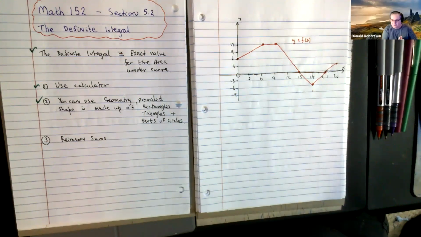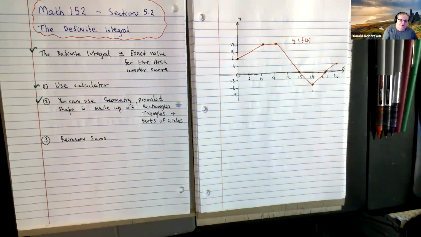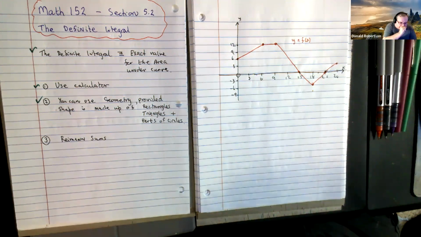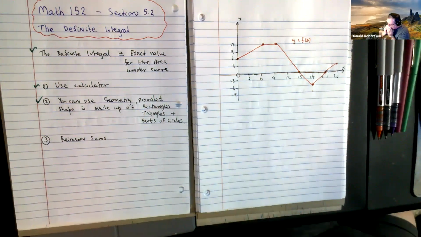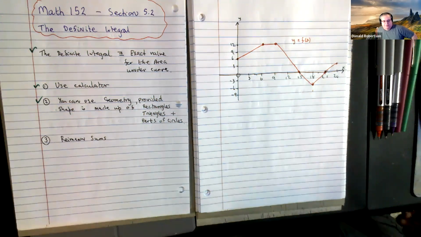The topic that we're going to be doing today is section 5.2. So if you're wondering what today was about, it's about what's called the definite integral. Well, what do we mean when we say a definite integral? It's just another way of saying find the exact value for the area under a curve.